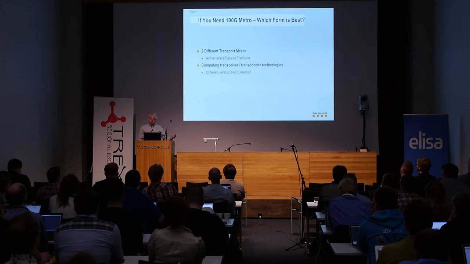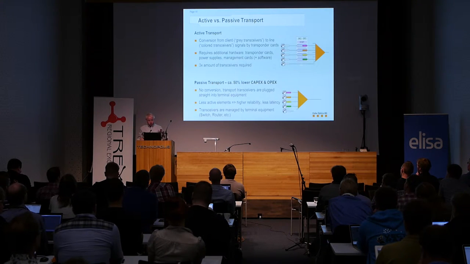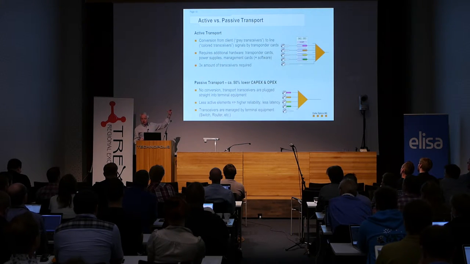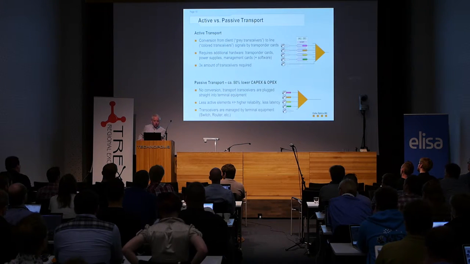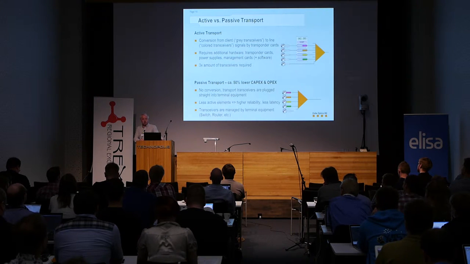So when you need to transport 100 gig, which form is best? Well, we'll look at four different ways now. Active versus passive, or coherent versus direct detect, on the transceiver side of things. Just to remind you on active versus passive, very similar between 1 gig, 10 gig, and 100 gig. And again, if you're using passive, your costs generally are much lower. And we're all interested in costs, correct? Yes. Say yes, Steve. Even if you disagree, please just say yes, Steve.